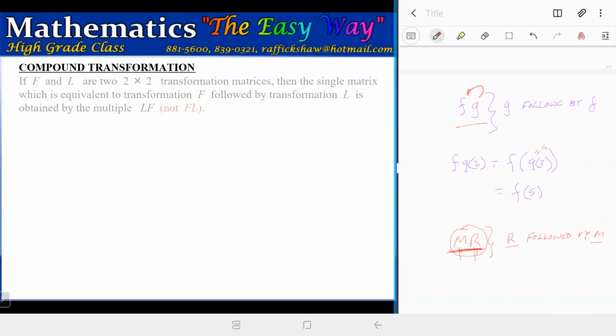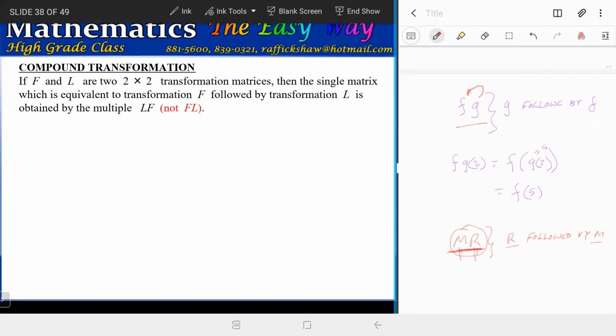So this is a rule. Starting with the rule: if F and L are two by two transformation matrices, and the key word is that it has to be two by two transformation matrices. We're talking about, for example, two by two transformation matrices. Remember that the translation matrix is like this.